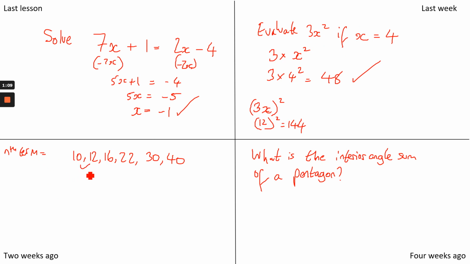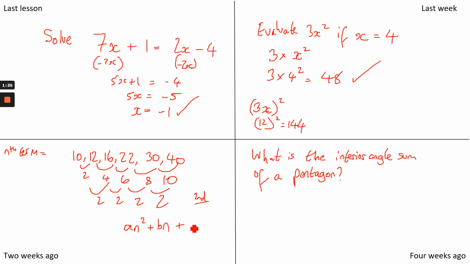Okay, so for this one, our sequence goes up by 2, then up by 4, then up by 6, then up by 8, then up by 10. So it's increasing. If we find the second difference, it's increasing by 2. So if the second difference is constant, we call it a quadratic sequence. So something in the form an squared plus bn plus c, where we need to find out what a, b, and c are equal to.